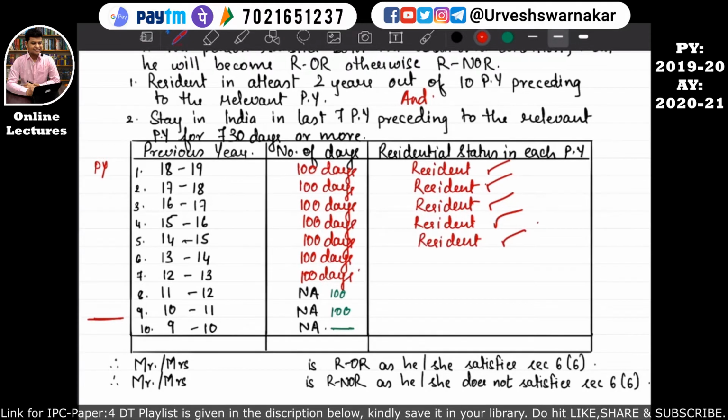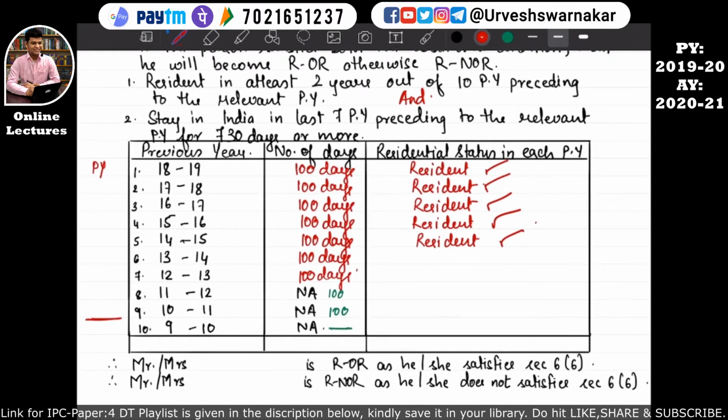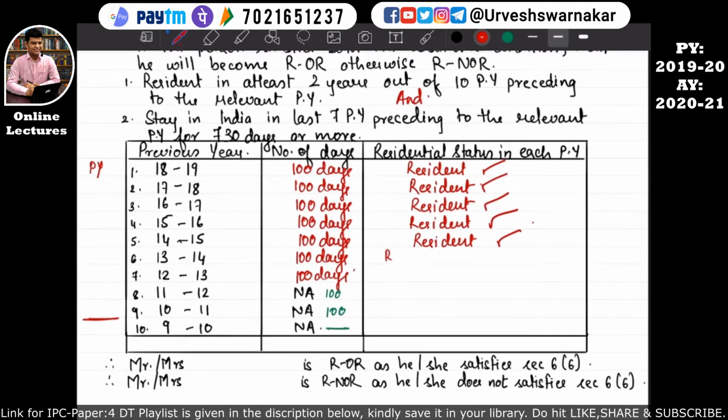For the previous year 13-14, we'll check whether he is resident. In the relevant previous year he stayed for 100 days. For the preceding years, here only 300 days he has stayed. So this shows that he has not satisfied the second basic condition. He has satisfied more than 60 days but not more than 365 days. That means the second basic condition is not satisfied. So here we'll write non-resident.